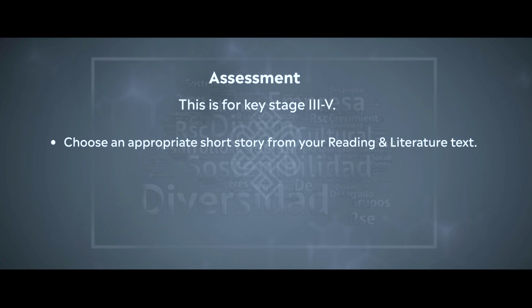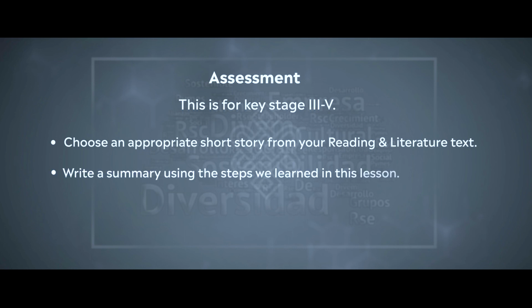Now coming to the last part of my lesson, that is assessment for you. Since this lesson is for key stage 3 to 5, I'll give you a choice. Choose any appropriate short story from your reading and literature text and write a summary using the steps that you just learned in this lesson. Follow the steps that you have learned in this lesson. Can you do that? Just choose one text. If you would like to go with an essay, you may do so.